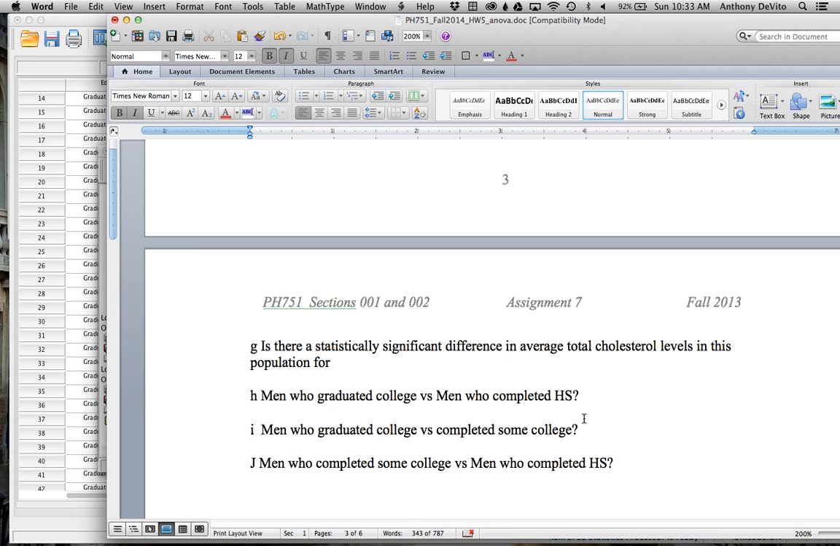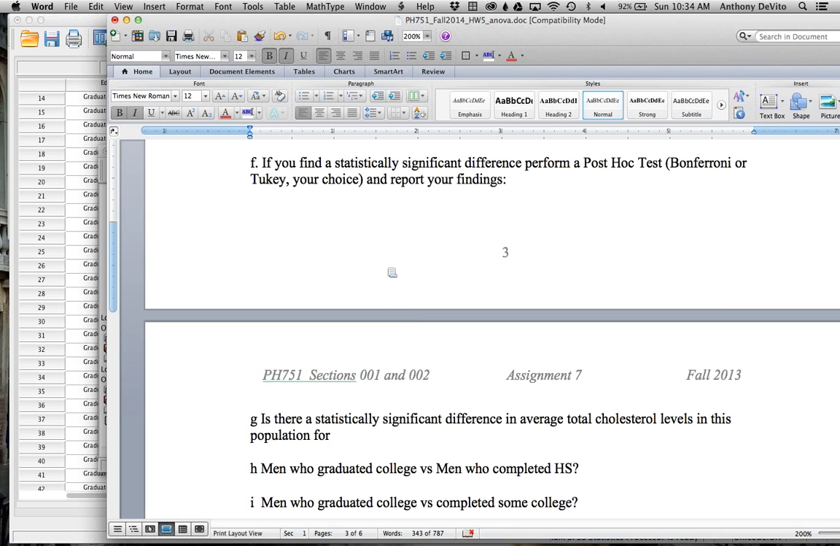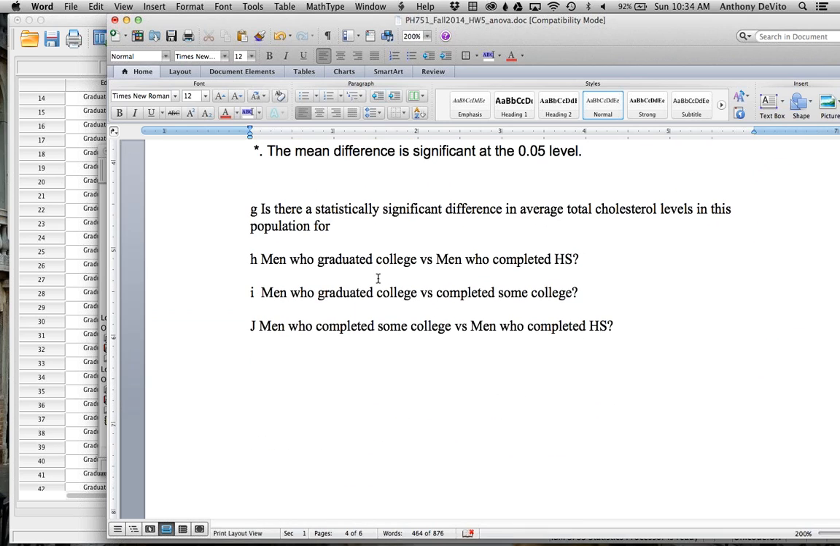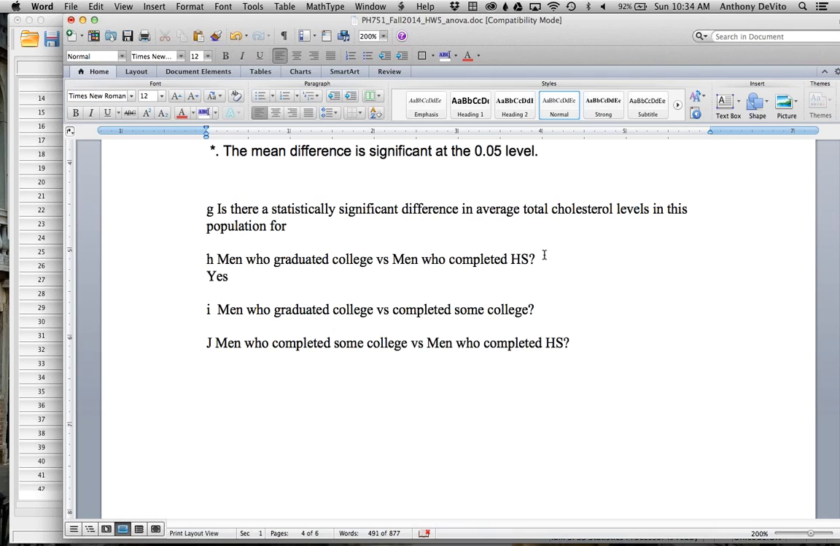Okay, I'm going to paste that in here just so we have it. And I'm going to go back and answer the questions. Is there a significant difference in average cholesterols in this population for men who graduated college versus men who graduated high school? Yes. Our answer is yes. There is a significant difference, right?